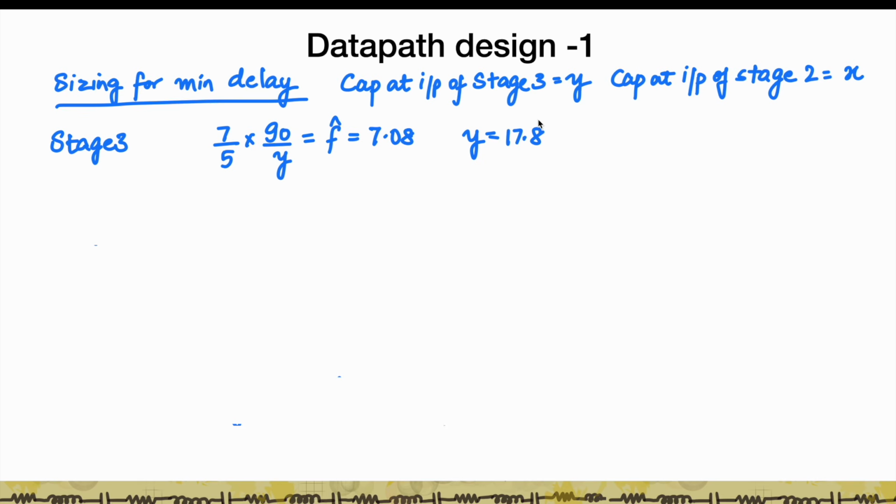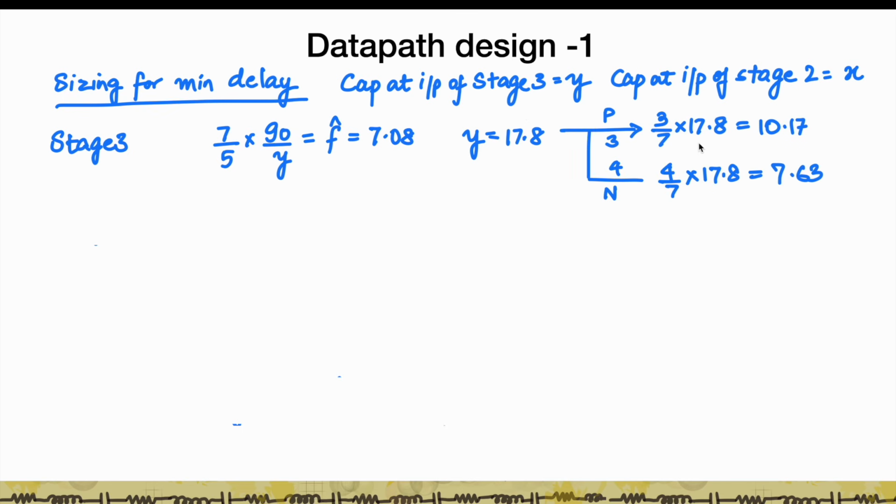And once you know the value of Y and you know the size of the NAND 2 gate, you know the NAND 2 gates have to be sized with the PMOS being 3 and the NMOS being 4. So the ratio of 3 is to 4. That essentially gives you your PMOS size to be 3 by 7th of the 17.8, which is 10, and NMOS is 4 by 7th of the 17.8, which is 7.6. So these are the sizes of the PMOS and the NMOS gates.